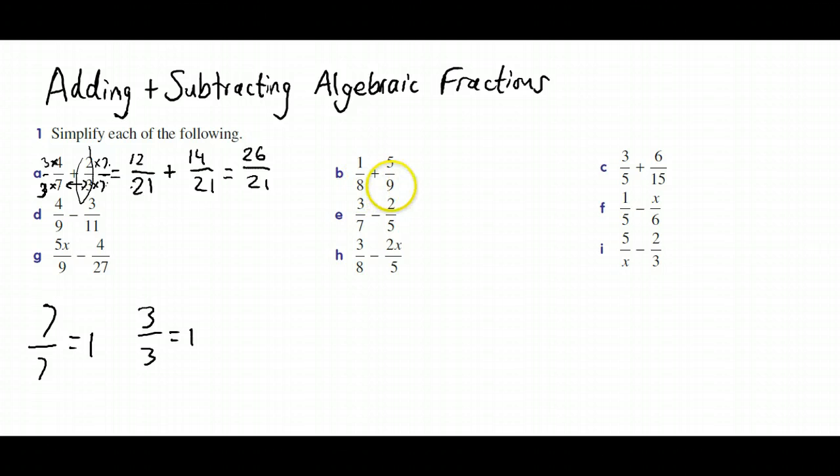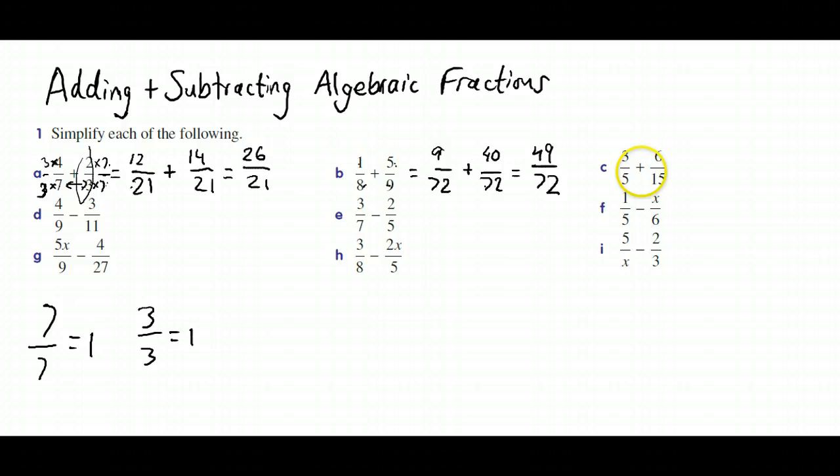For the next one, if we go 8 times 9, then we get 72. So we're going to have 72 on the bottom of both of these fractions. And in order to get 8 to become 72, we've got to multiply it by 9. In order to get 9 to become 72, we've got to multiply it by 8. So 8 times 9 is 72, and the top has got to be multiplied by 9 as well. 9 times 8 is 72, we've got to multiply this top by 8 as well, so that's going to be 40. So that's going to give us 40 plus 9 is 49 over 72.